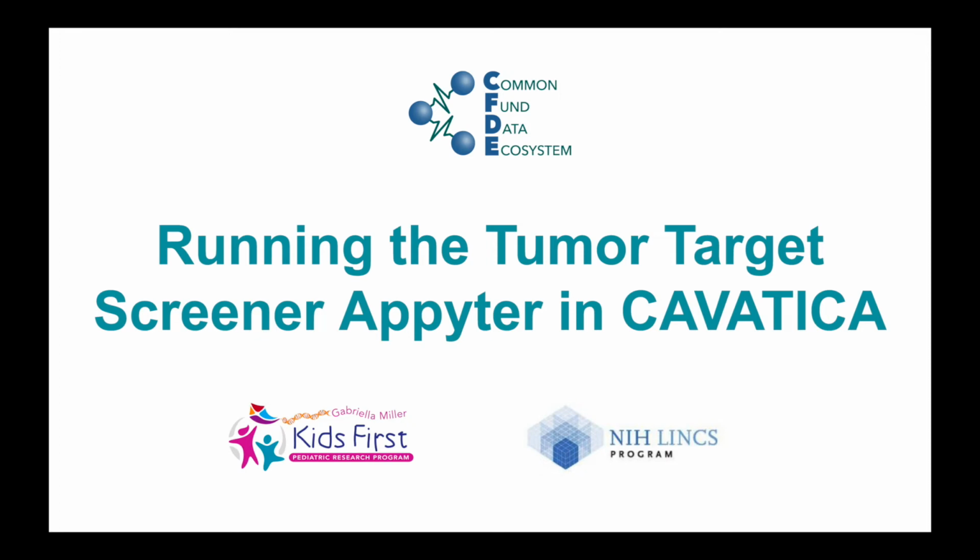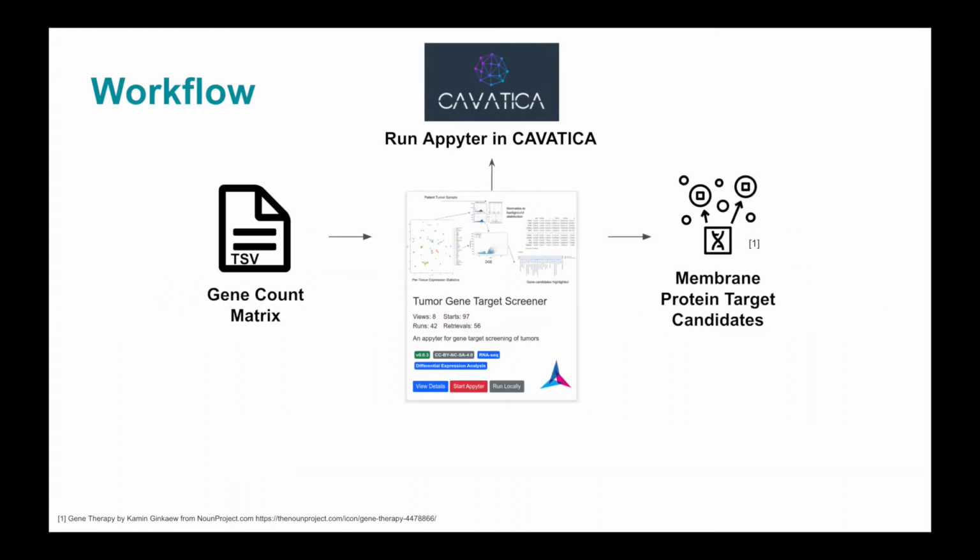The aim of the Tumor Target Screener Appyter is to compare the gene expression patterns in a patient tumor with gene expression patterns in normal tissues and cell types. The goal is to identify genes that are only highly expressed in the tumor while lowly expressed in all other tissues. A link to this tool can be found in the video description.